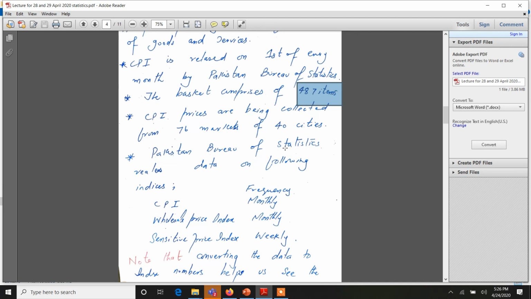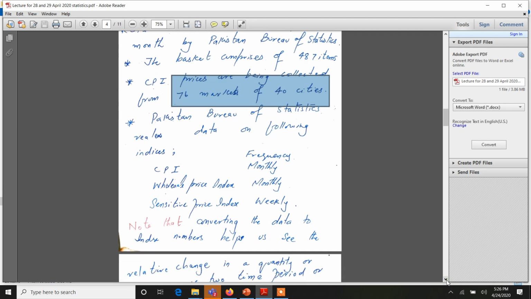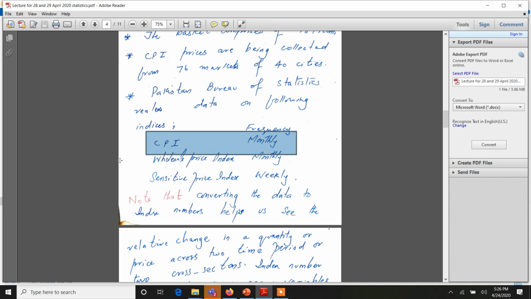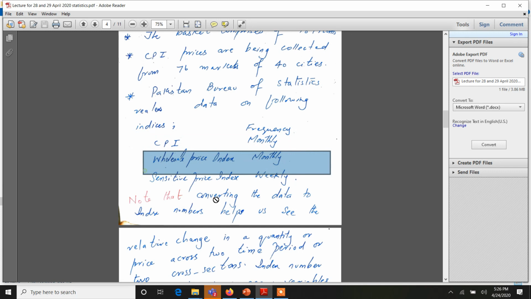CPI prices are being collected from 76 markets of 40 cities. This information is available on the Pakistan Bureau of Statistics website as well, and this is for the sake of your information, or the background of the Consumer Price Index. So the Pakistan Bureau of Statistics releases data on the following indices: CPI, which is a monthly index number, then the wholesale price index, once again monthly, and the sensitive price index, which is on a weekly basis. Like on a weekly basis, what are the changes in the prices of those 487 commodities?